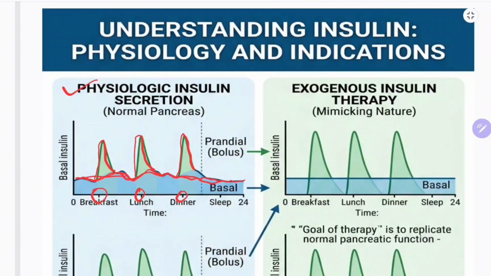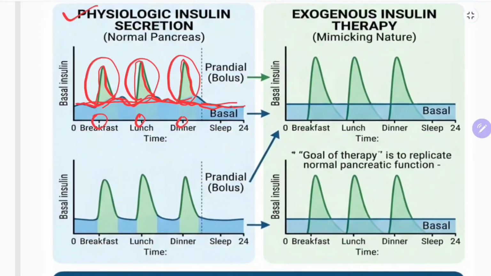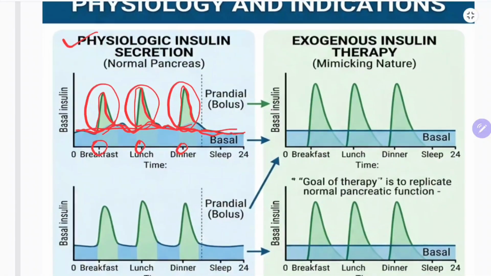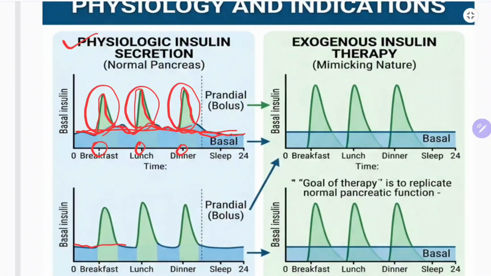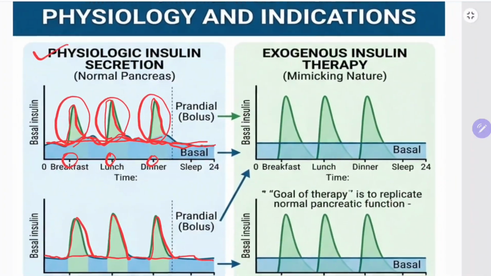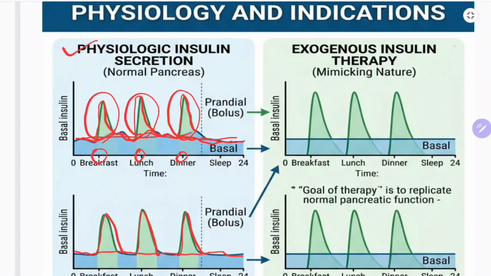So there will be a baseline insulin secretion, and when you take food there will be an exacerbation of insulin secretion in order to increase the uptake of glucose by the cells. That is the actual physiology of insulin secretion. So our main goal will be to cover this basal insulin secretion and then this prandial insulin secretion. So likewise we give insulin therapy to the patient mimicking the physiological nature.